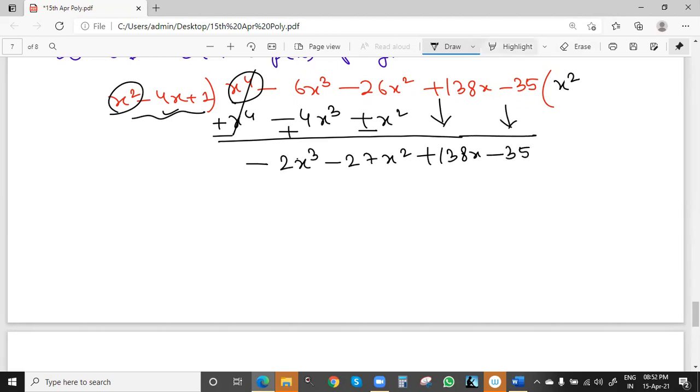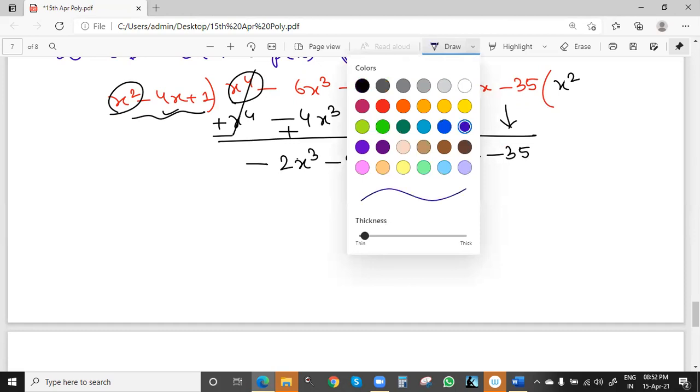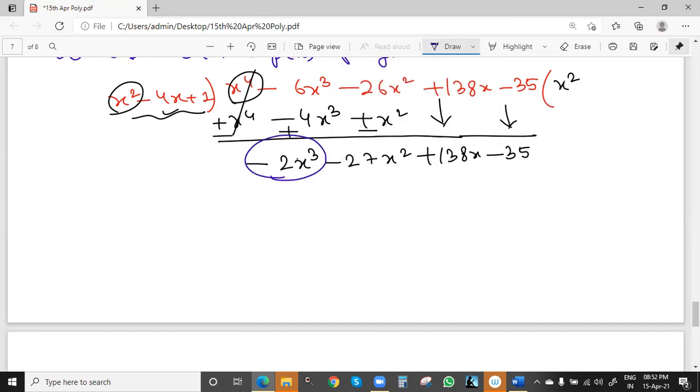Now in the second case, we directly focus on the first value. Multiply that, minus 2x cube, so the first value is minus 2x. So this will be minus 2x into x square, minus 2x cube, minus 2 into 1, minus 2x, and minus 2x into minus 4x, plus 8x square.